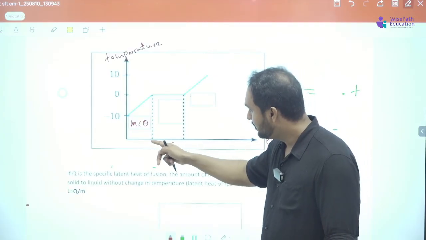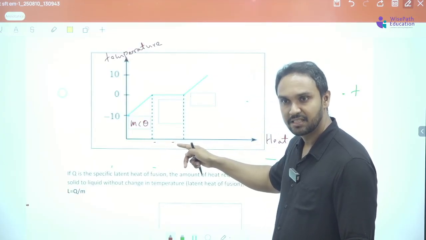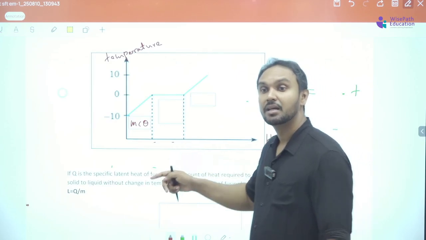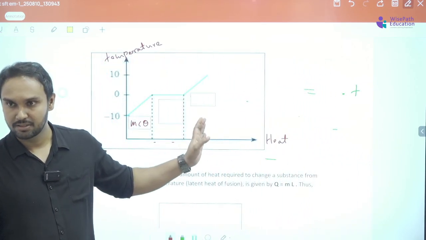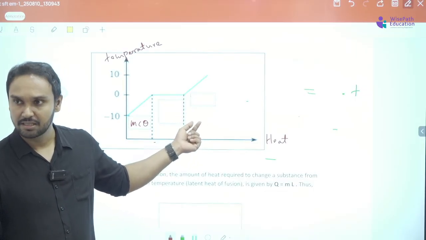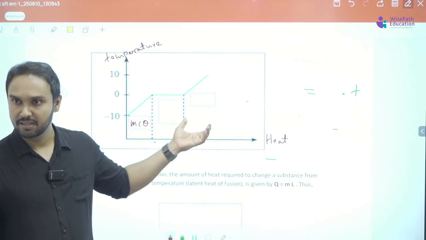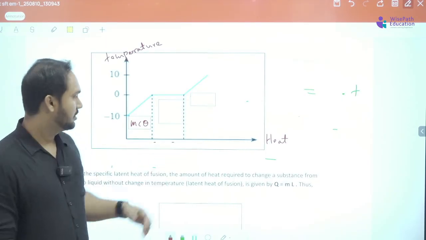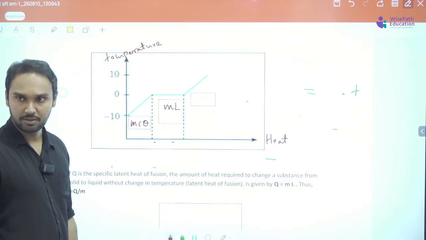So now how do you calculate the heat here? Which equation would you put? Q equals mL, because it's the latent heat. So in a state change, mL should be applied to calculate the amount of heat that is absorbed. Get it? So this should be mL, isn't it? It should be mL.